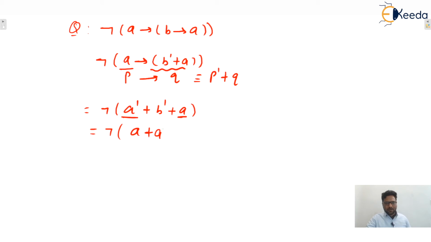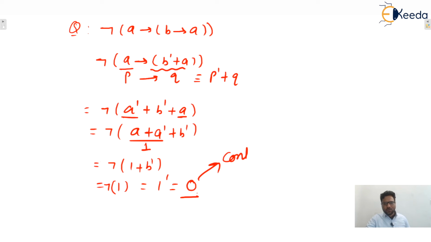Yes, that becomes what? We can say that that is your 1, and 1 plus B dash becomes what? 1 plus B dash becomes 1 only. So 1, yes, and outside there is negation. Negation means complement. So what is the complement of 1? That is 0. So we can say that this one is your contradiction. Isn't it? Okay.